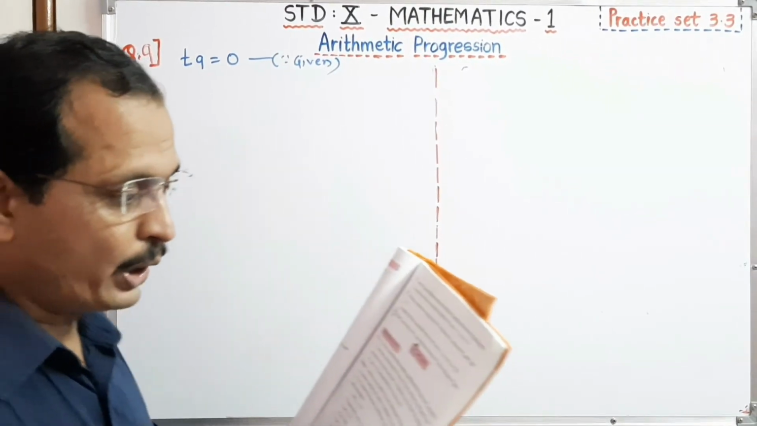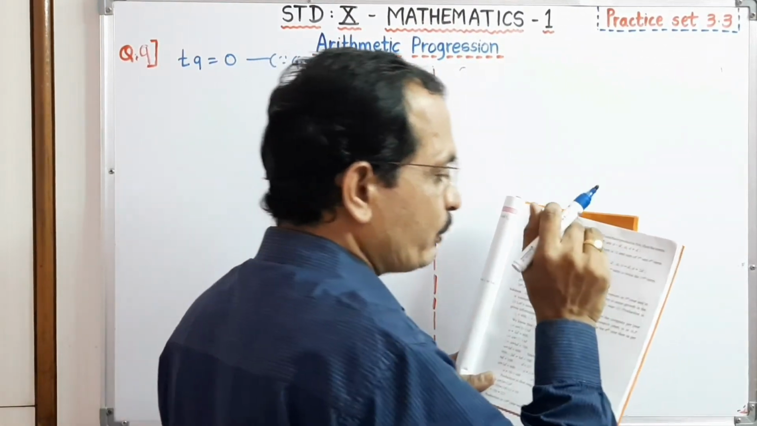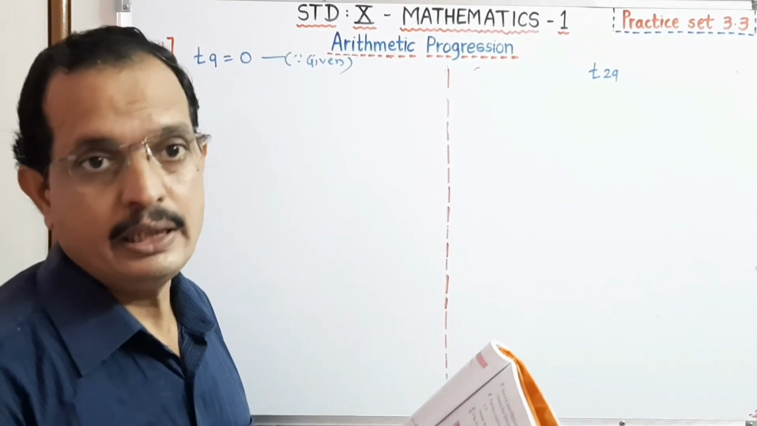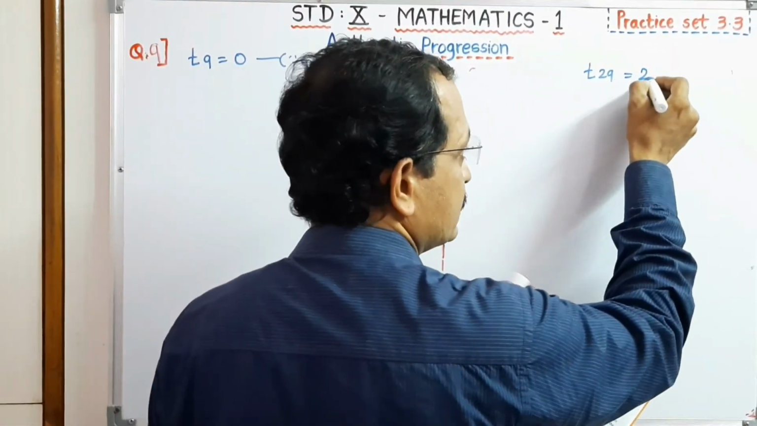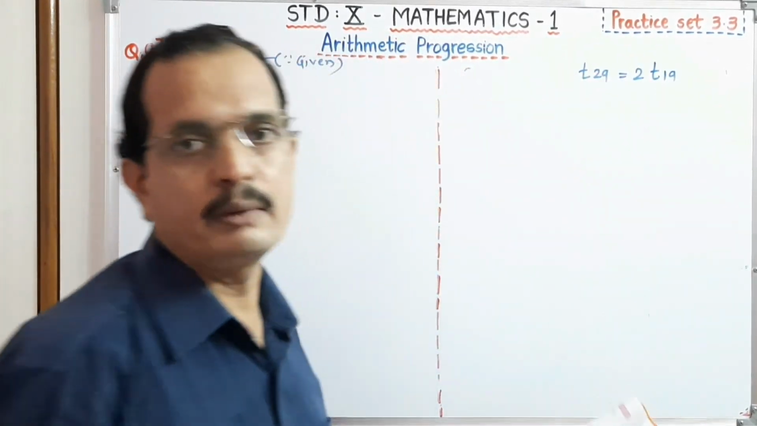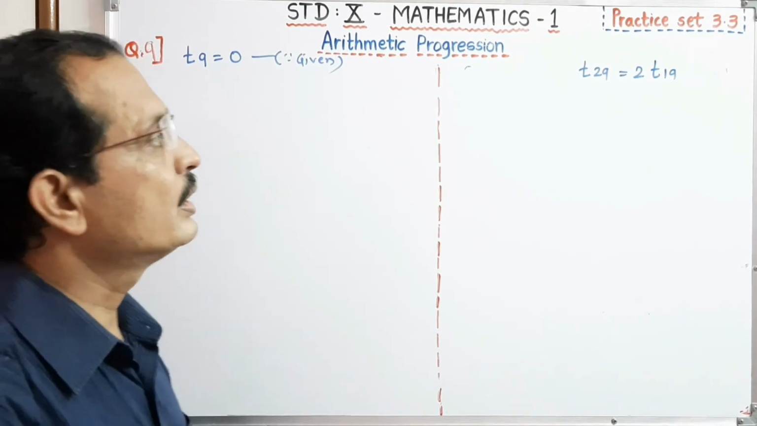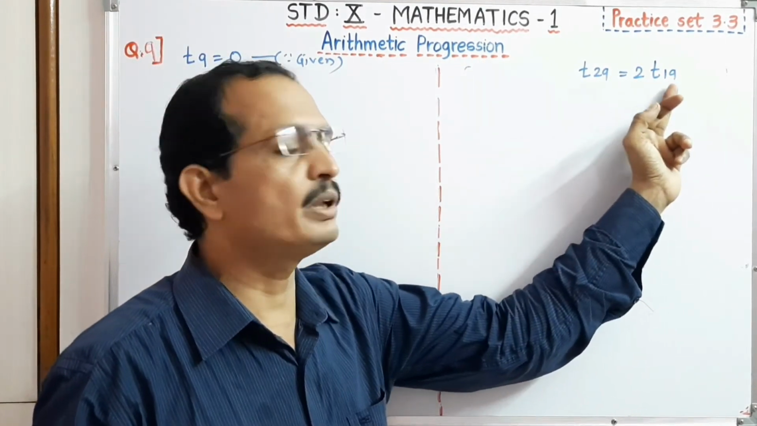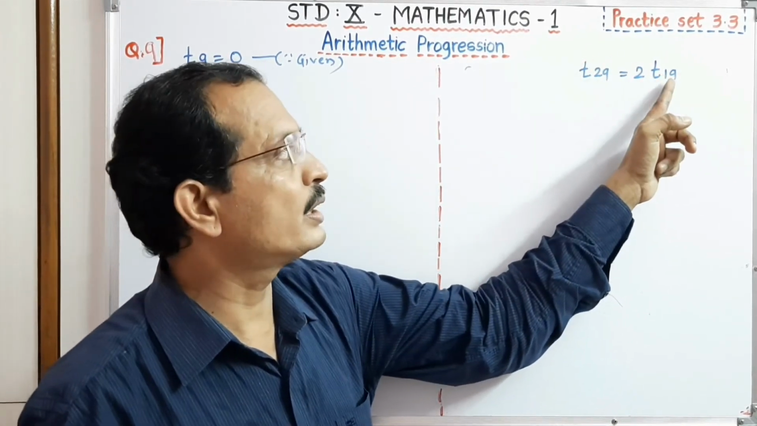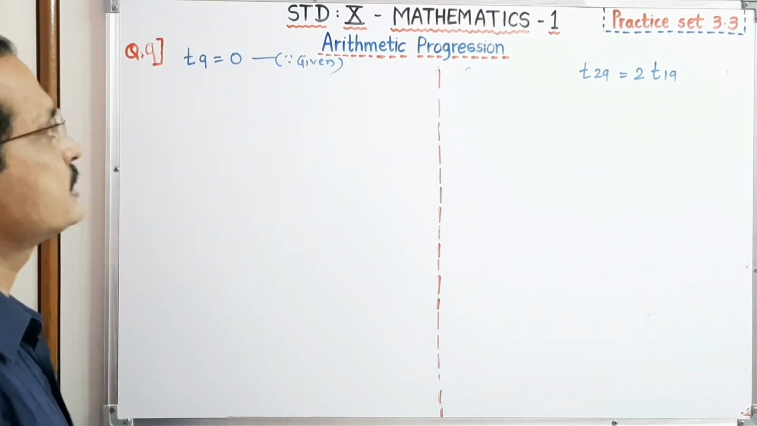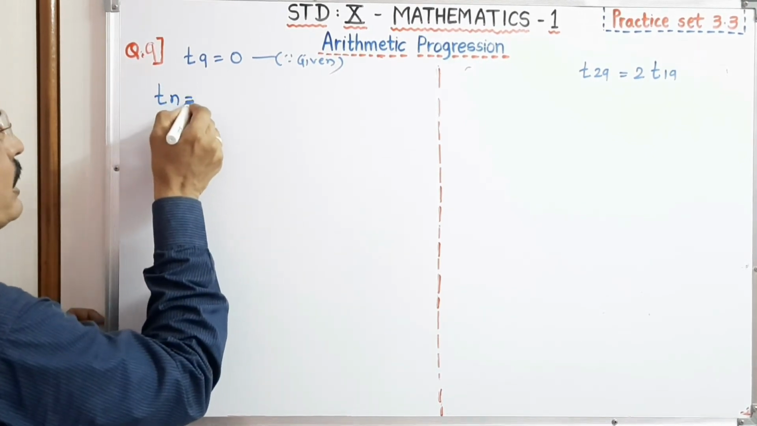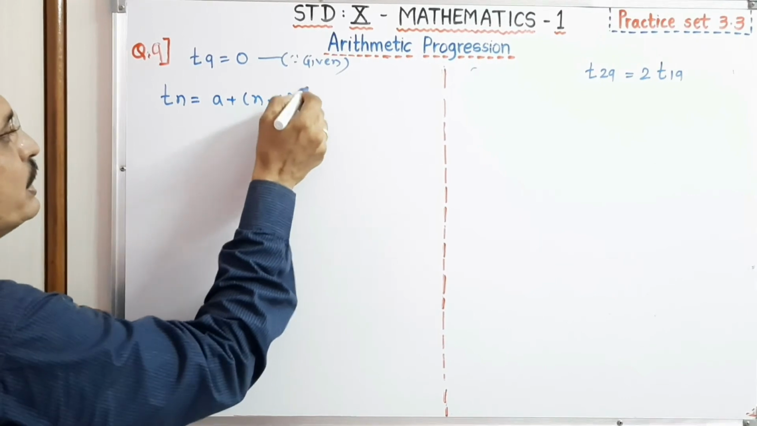From this given, what we have to prove? Show that the 29th term, that is T29, is twice the 19th term. That means if we have to find out the 29th term, we have to make the double of the 19th term. Therefore, see here, T9 is 0, it is given. For that purpose, we have to use the Tn formula. Tn is equal to A plus n minus 1 into D.